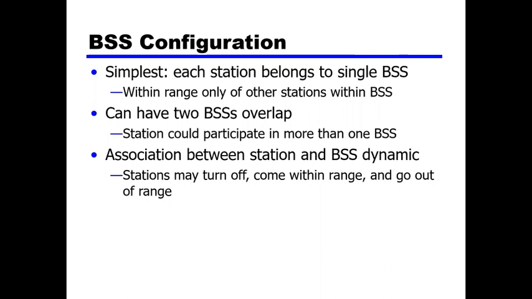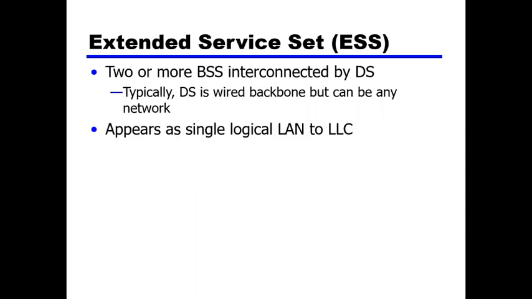We have to study the wireless LAN. Now, in the BSS configurations, basic service set configurations, we have to study. It is simplest, where each station belongs to a single BSS, within the range only of other stations within the BSS. Two BSSs can overlap. Stations could be permitted in more than one BSS. The association between the stations and BSS is dynamic. Stations may be turned off, come within the range and go out of the range.